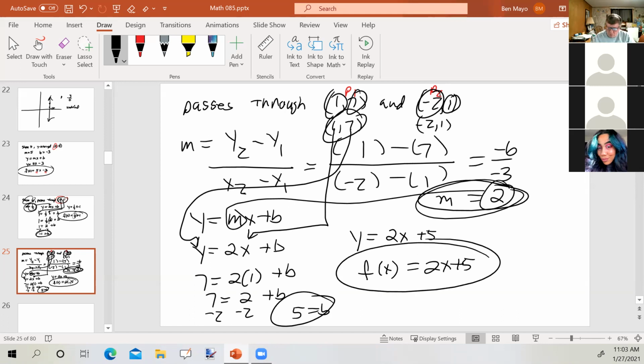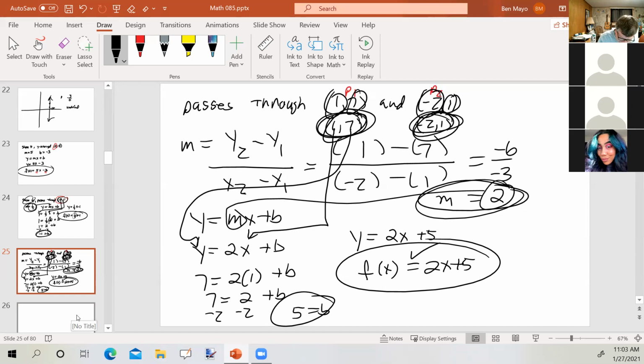Now, let's check our work. If this is true, both these ordered pairs should be solutions. If x is 1, 2 times 1 is 2 plus 5 is 7. So (1, 7) works. If x is -2, 2 times -2 is -4. -4 plus 5 is 1, so it checks. Any questions on this problem?